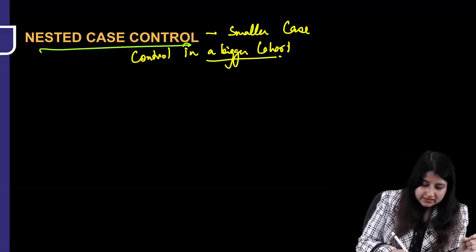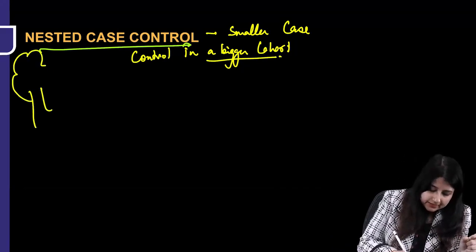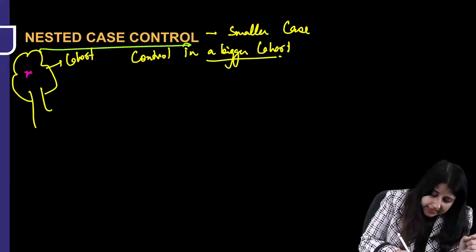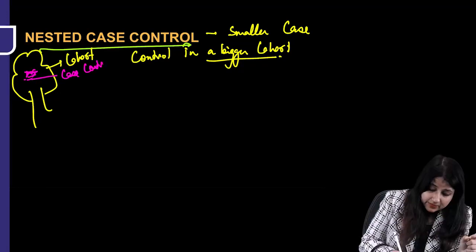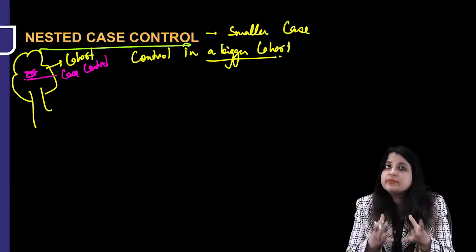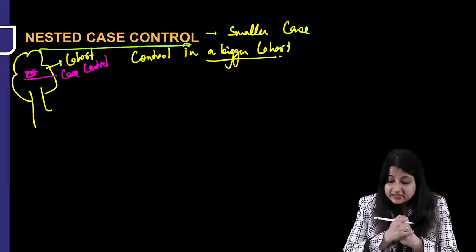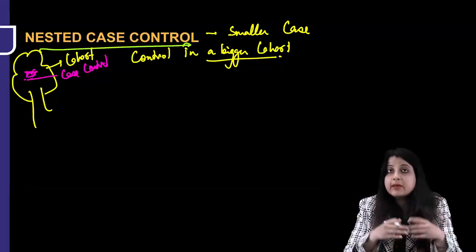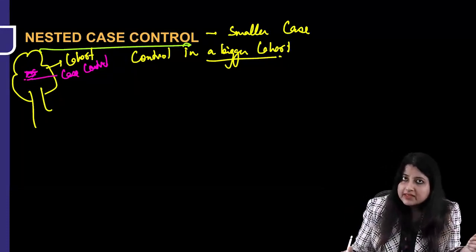in a bigger cohort. That means this tree over here is a cohort and this nest over here is a case control. Now, what does this mean? It's a smaller case control in a bigger cohort. They can also write it's a smaller cohort in a bigger case control. No, it's a smaller case control in a bigger cohort. What do I mean by this?